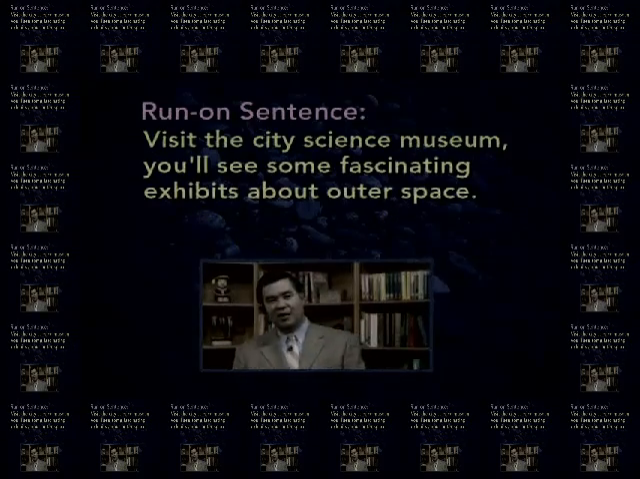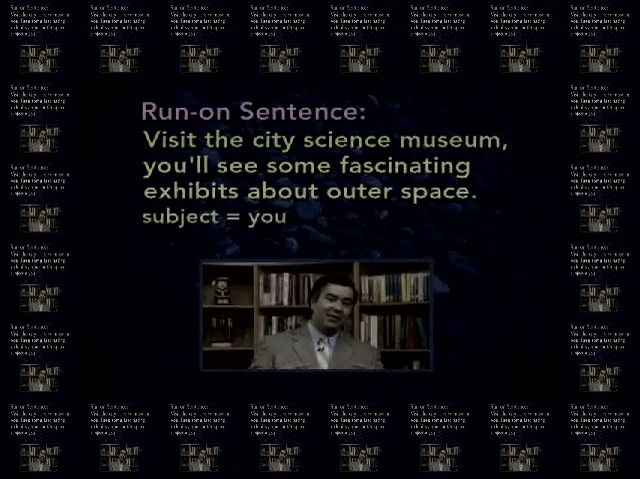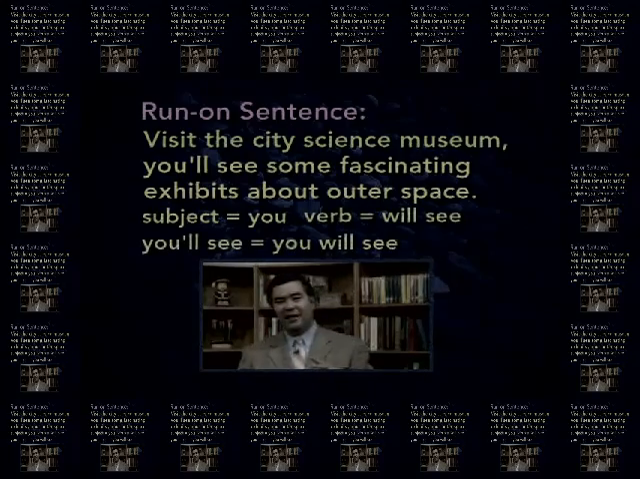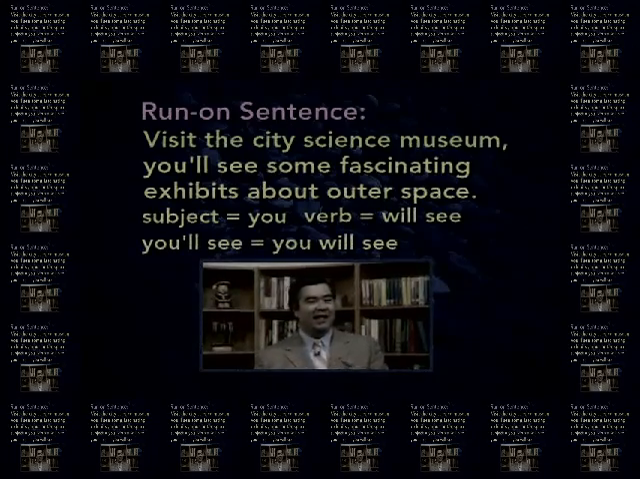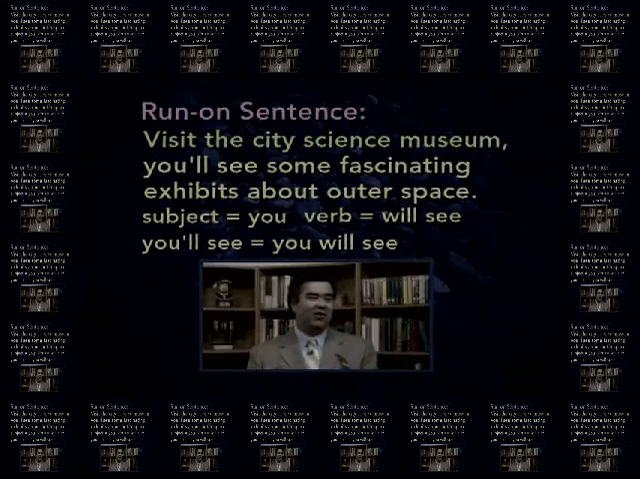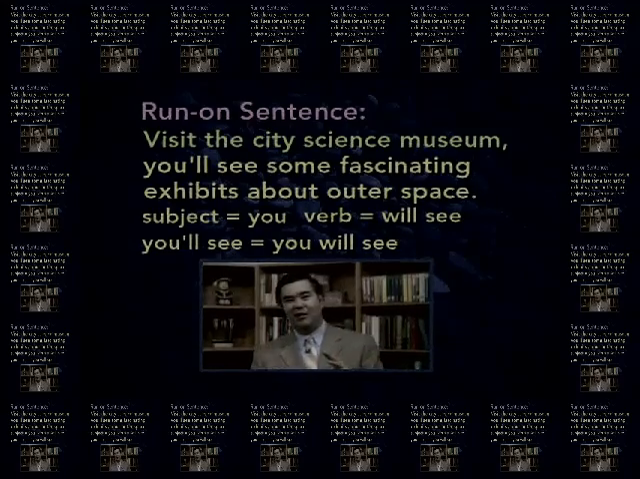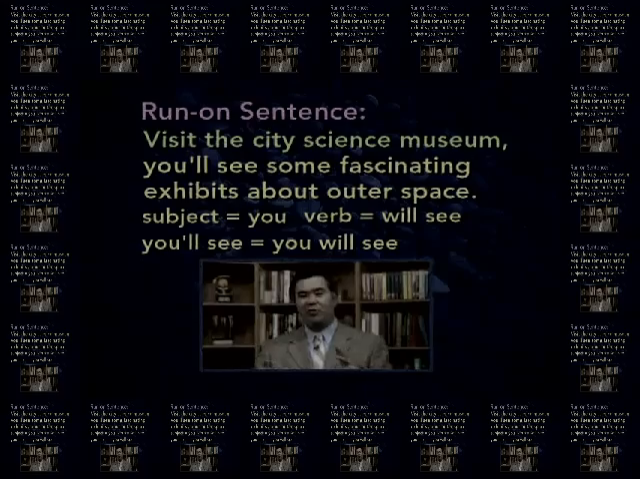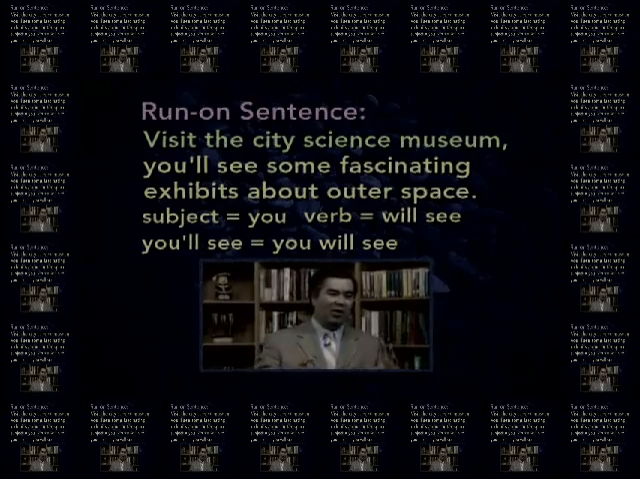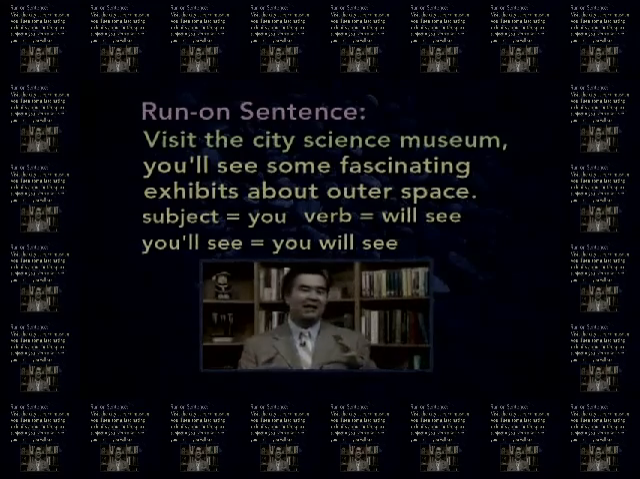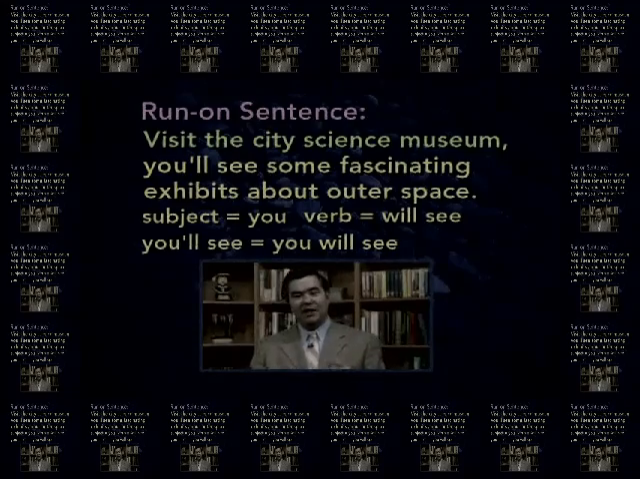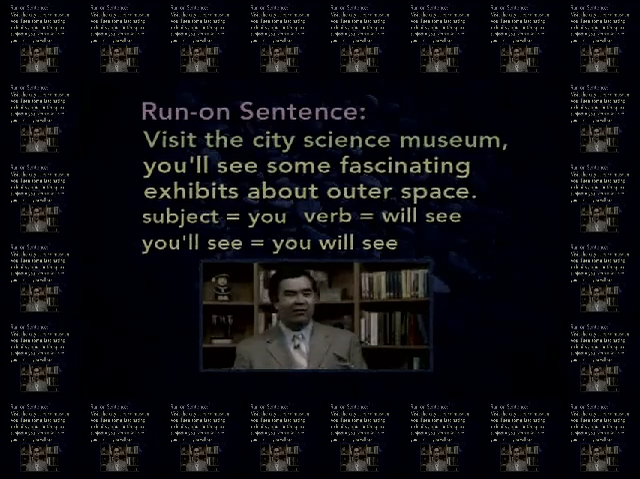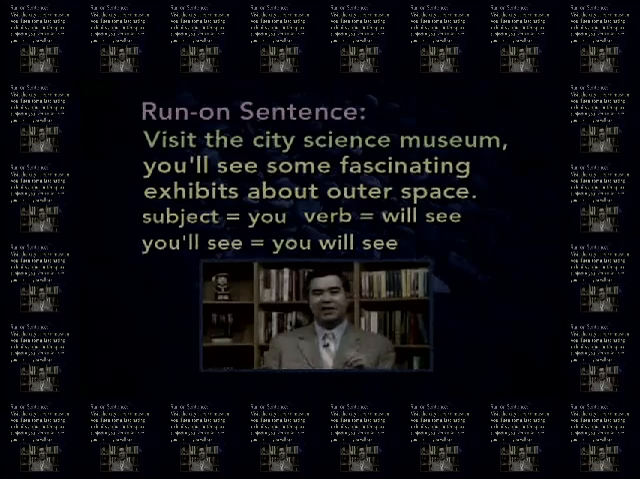In our second clause, the subject is you, and the verb is will see. In this case, it takes the form of the contraction apostrophe LL instead of spelling out the word will at full length. But the words you'll see really mean the same as you will see. So in the second clause here, the verb is will see, and the subject is you.